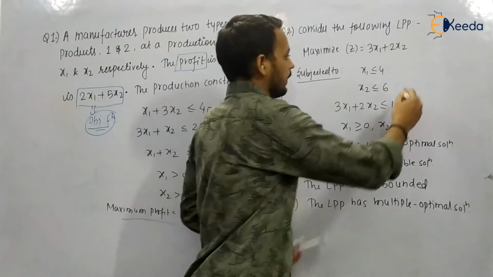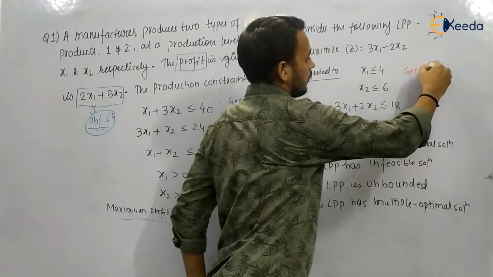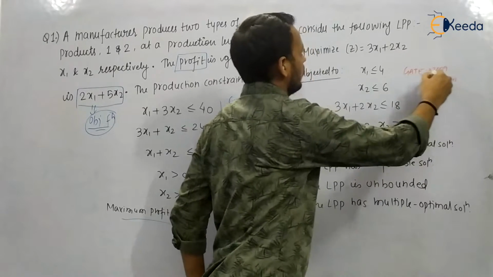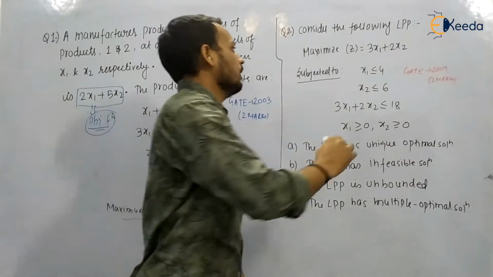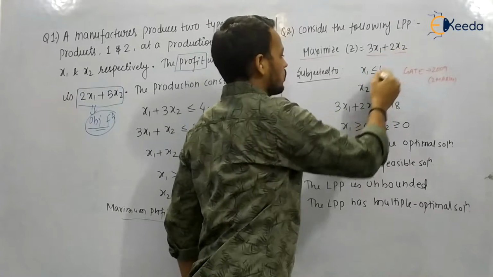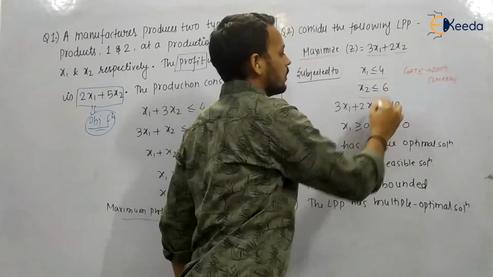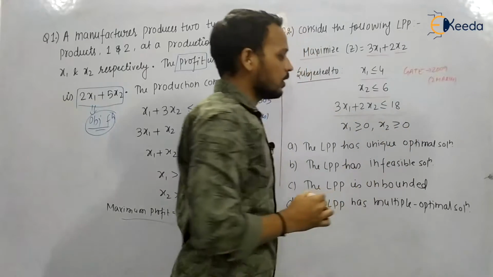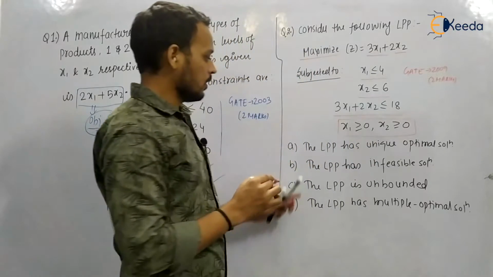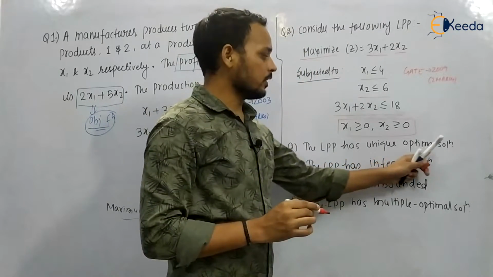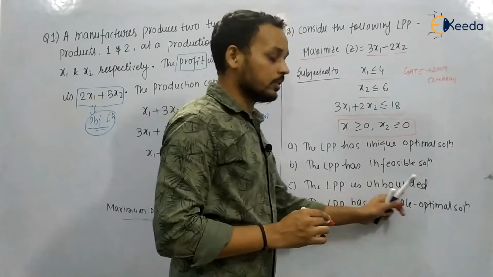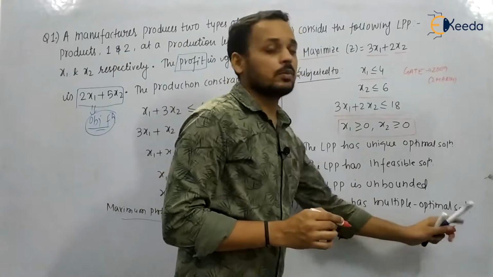And the other question is a GATE 2009, 2 marks question. The question says: consider the following linear programming. We have been given the objective function, maximization, which means profit type, 3x1 plus 2x2. The constraints are x1 less than or equal to 4, x2 less than or equal to 6, and 3x1 plus 2x2 less than or equal to 18. The decision variables have non-negative restrictions. It asks whether the linear programming has a unique optimal solution, is infeasible, is unbounded, or has multiple optimal solutions.